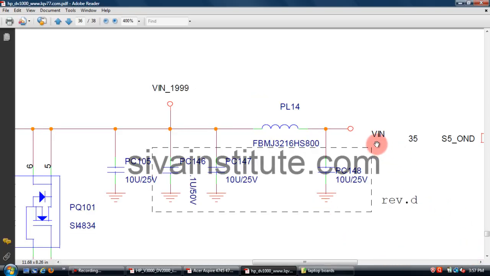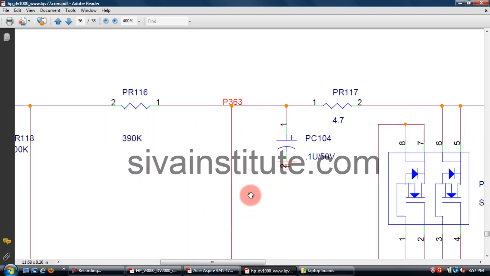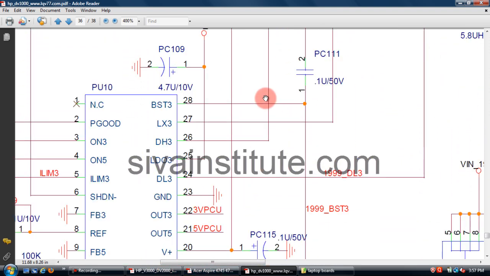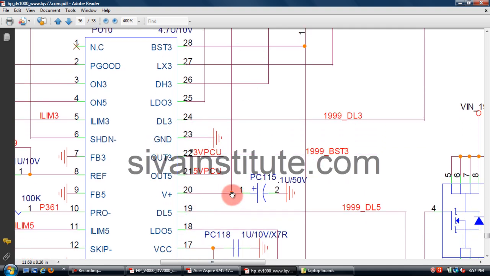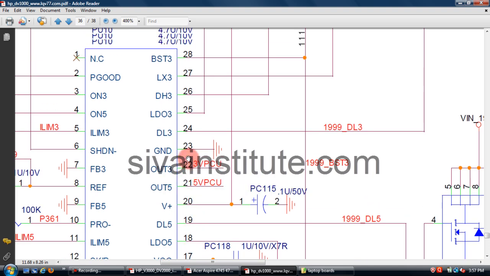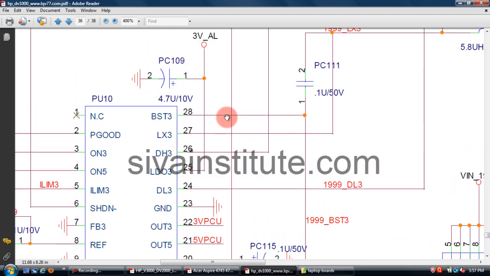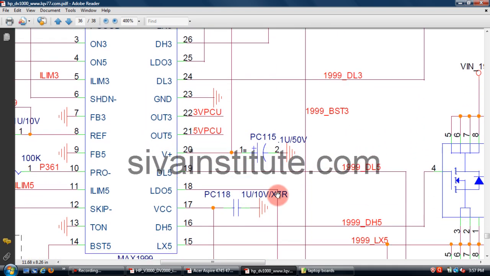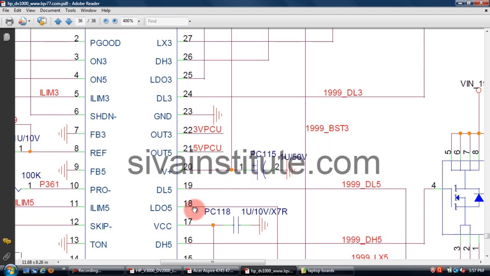See here in this circuit, V in voltage comes through PL14, and this voltage comes to this IC through this resistor, to pin number 20. When you give voltage to this pin, the LDO 5 volts comes out from this IC, and LDO 3 volts comes out from this pin, but this voltage is not used in this circuit. Next, if there is no voltage at this point or LDO, you should check the shutdown pin.